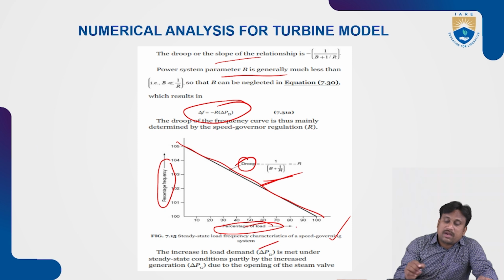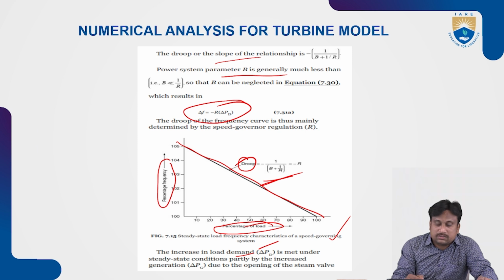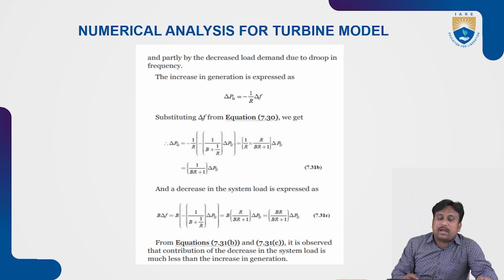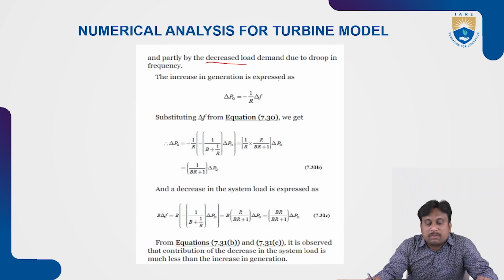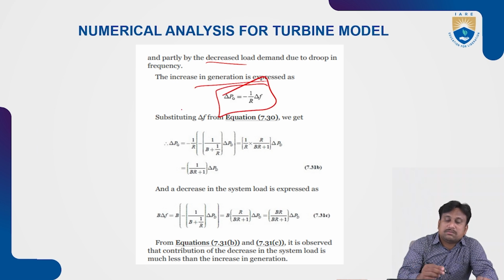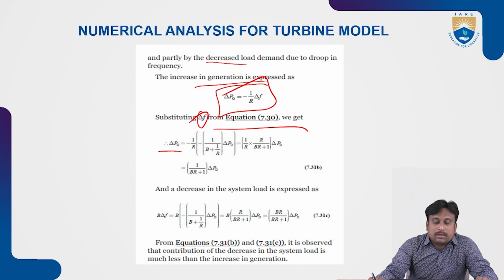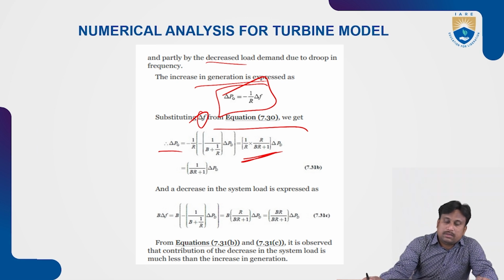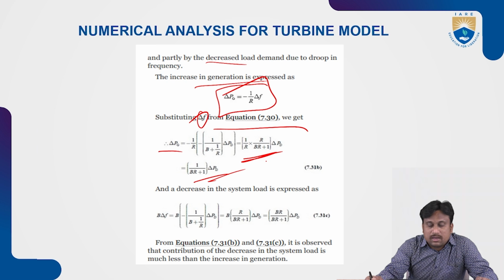The increase in load demand delta PD is met under steady state conditions partly by the increased generation, that is delta PG, due to the opening of the steam valve, and partly by the decrease in load demand due to the droop in frequency. The increase in generation is expressed as delta PG equals minus 1 by R delta F. Substituting for delta F in the above equation, delta PG becomes minus 1 by R into minus 1 by B plus 1 by R delta PD, which equals 1 by R into R by BR plus 1 delta PD, which is 1 by BR plus 1 delta PD.